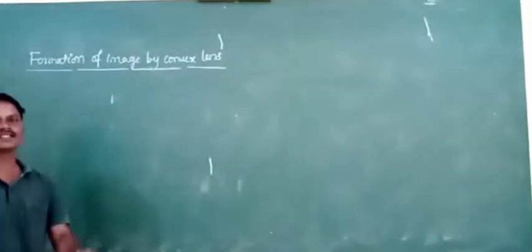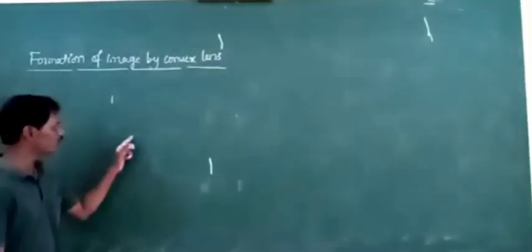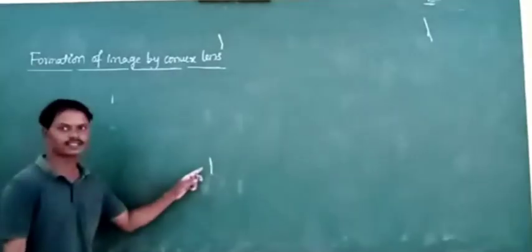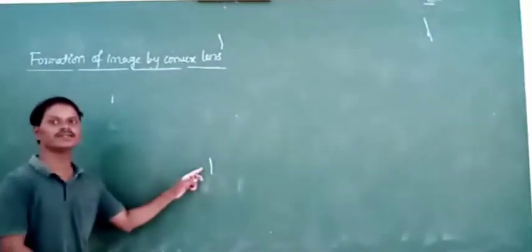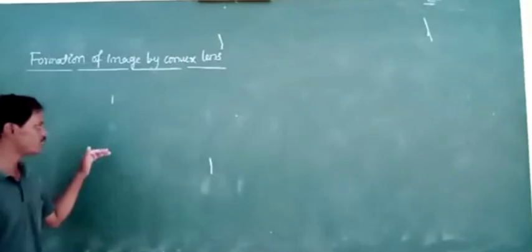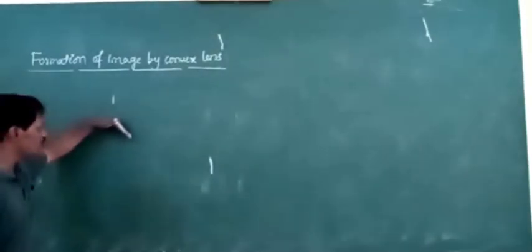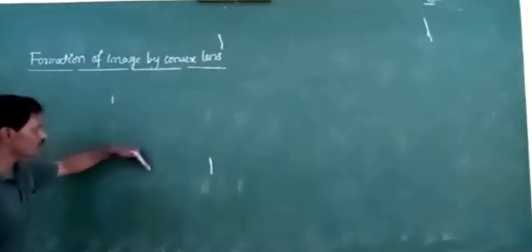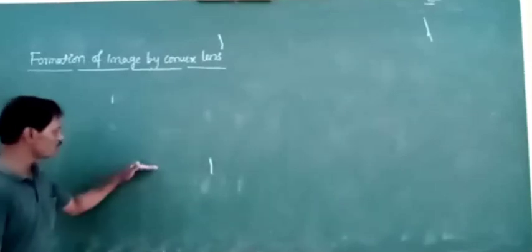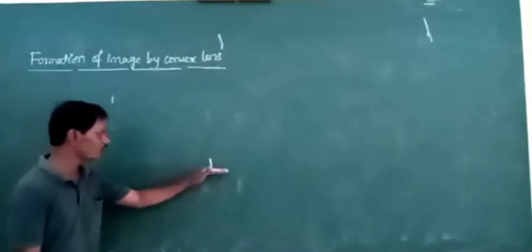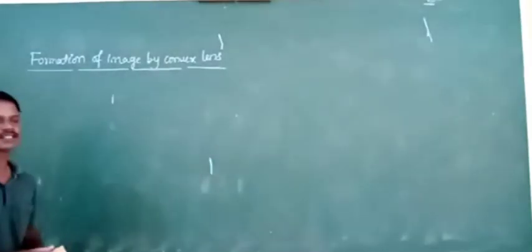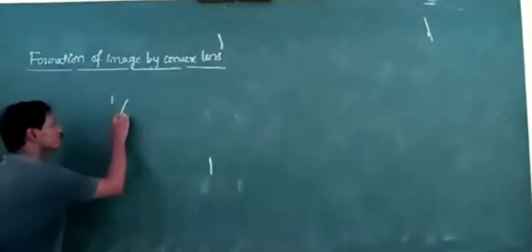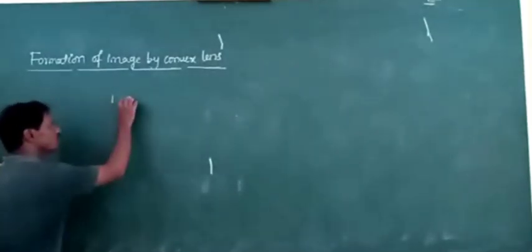Then the second incident ray which is passing through the optic center passes without deviation. And one more incident ray, the incident ray which is passing through the first principal focus falls on the lens. After refraction, the refracted ray passes parallel to the principal axis. See here, it is a convex lens.